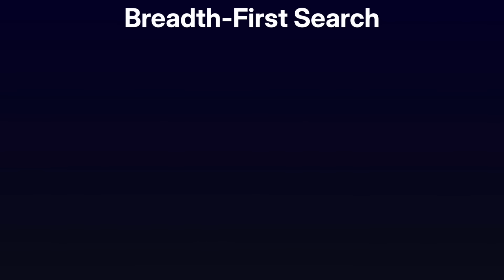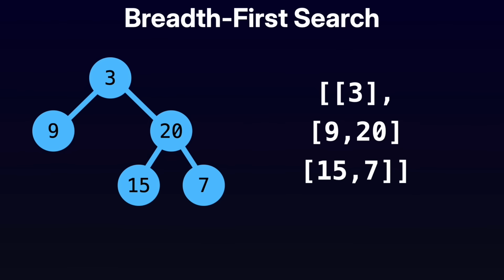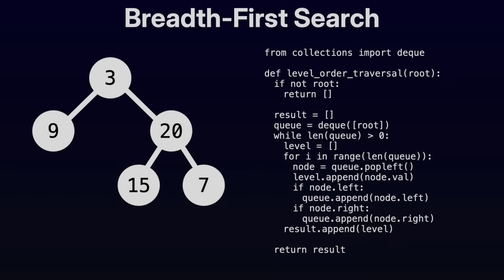For example, given a tree with the root node 3 and children 9 and 20, where 20 has children 15 and 7, we need to return the values of the nodes level by level in the following order. First 3, then 9, 20, and finally 15, 7. We can solve this problem using BFS, as it's ideal for level by level traversal. The idea is to use a queue to help explore the tree one level at a time.